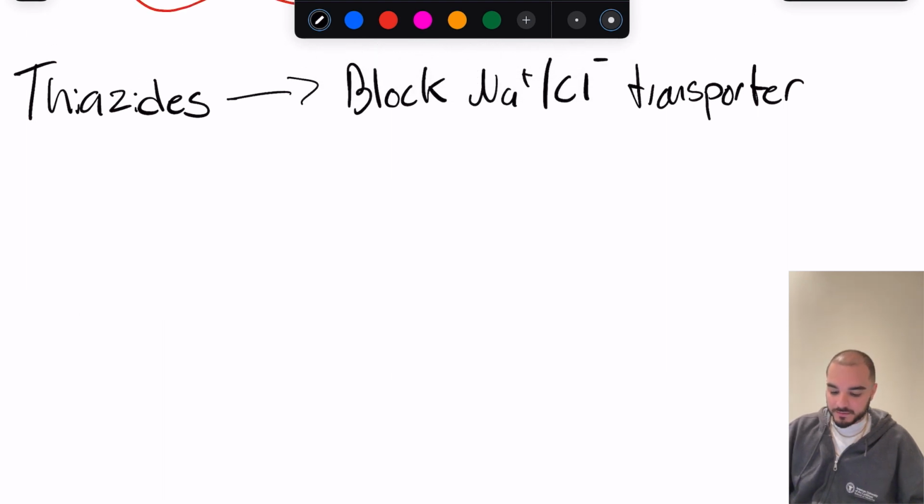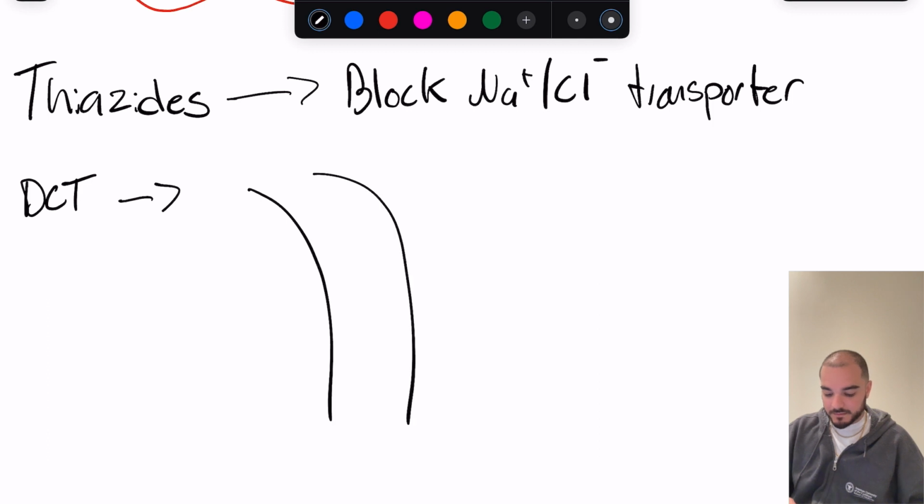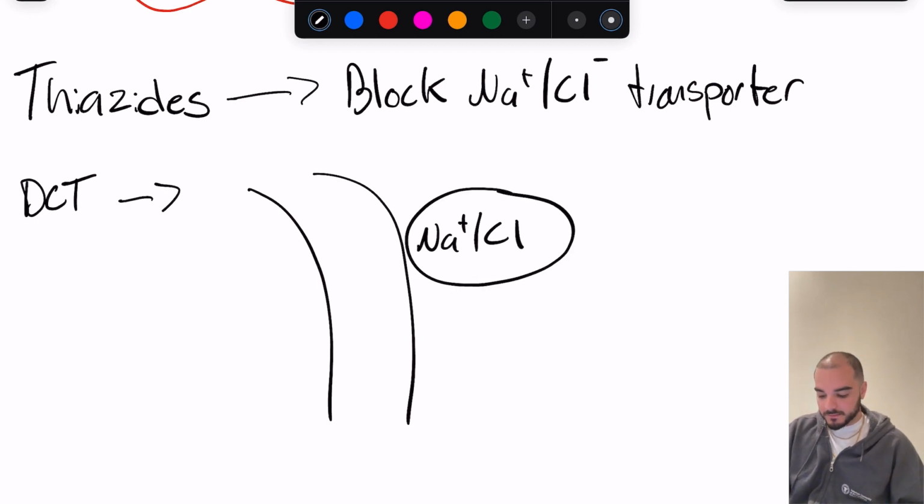So in the DCT of the kidney, we've got a tubule that looks something like this, and here is our sodium chloride transporter. Our intended effect is to block this guy.